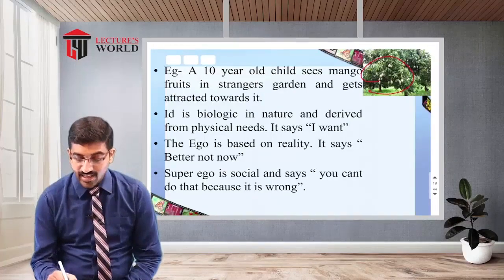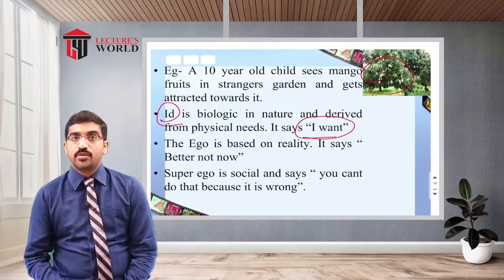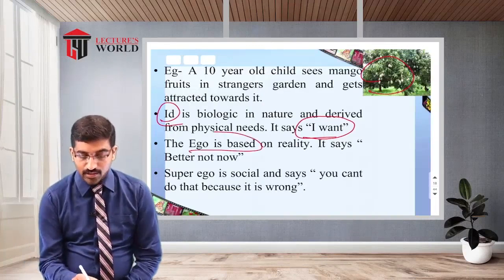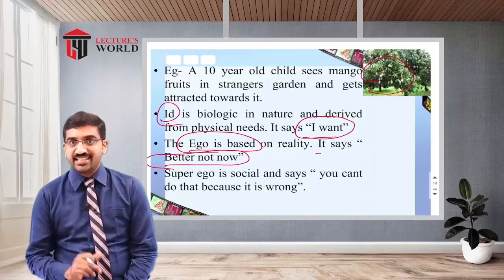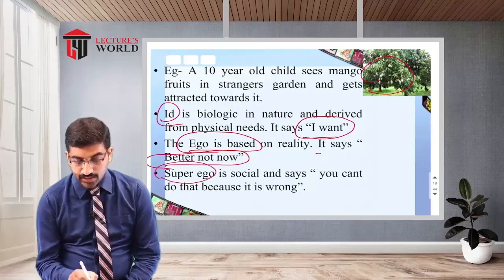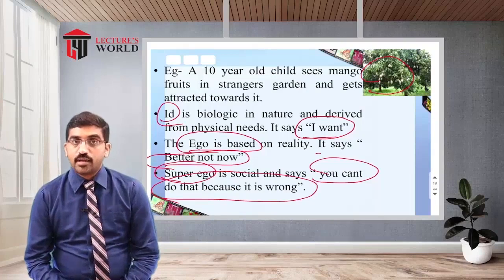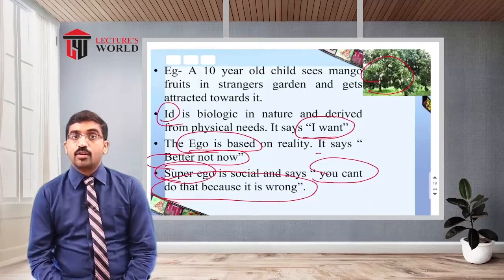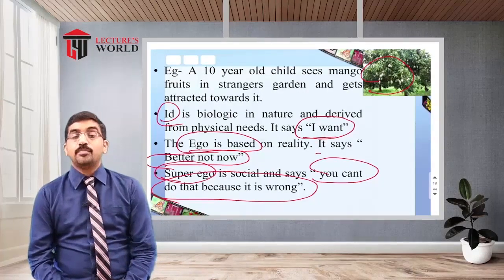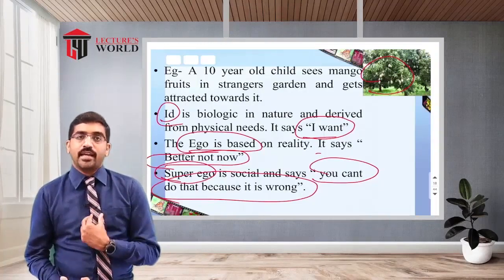So his id will say, I want. That is id. Id will say, I want this mango. But ego is based on reality. Ego will tell, better not now. But I will eat, I will pluck this mango, but not now. But the superego will tell, you cannot have this because it is wrong. Plucking fruit from somebody else's garden without permission is a wrong thing. Your superego also will get activated. So at the same time, these three things will come to mind.